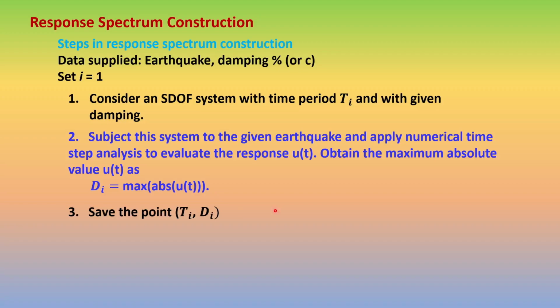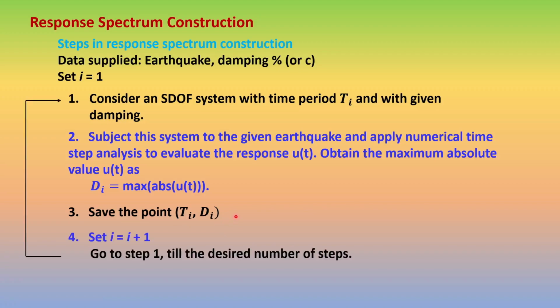So we get this point now: Ti for the current step number i, and the peak displacement after carrying out the time history analysis is di. So (Ti, di) is one set of points which will be coming to our response spectrum construction. Then set again i equal to i plus 1, that is, increase the step number and go to step 1 and repeat this process until the desired number of steps are available.